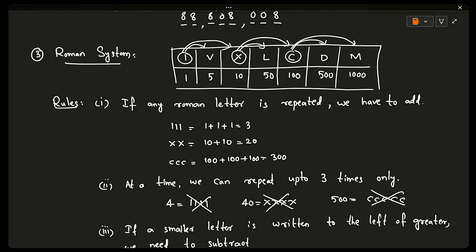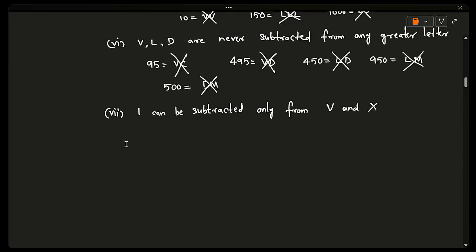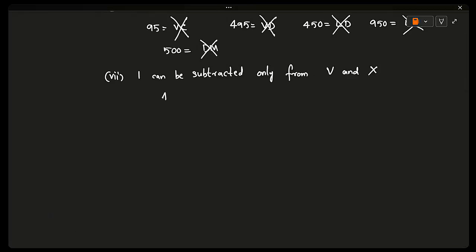What does it mean? For example, I want to write 4. You can happily write IV because I can be subtracted from V. 5 minus 1 is 4. This is correct. Suppose I want to write 9. Yes, I can be subtracted from X. 10 minus 1 is 9. This is also correct. Suppose you want to write 49. Sir, I want to write IL. 50 minus 1 is 49. Can I write it? No. This is wrong. 99. Sir, I want to subtract I from C. 100 minus 1 is 99. This is also wrong.